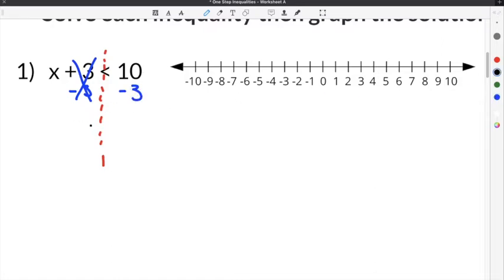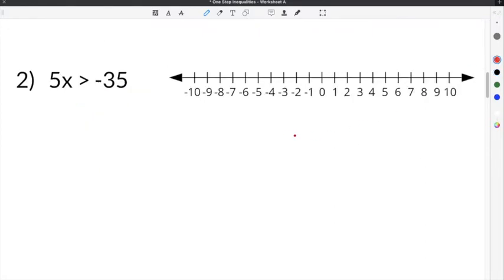So we do 10 minus 3 on this side. So we bring down our x, we bring down our less than symbol, which has not changed, and then we bring down 10 minus 3, which is 7. So the solution is x is less than 7. We're going to put a parenthesis on the 7, and then we're going to draw our line to the left because we know that our solution is everything that is less than 7.